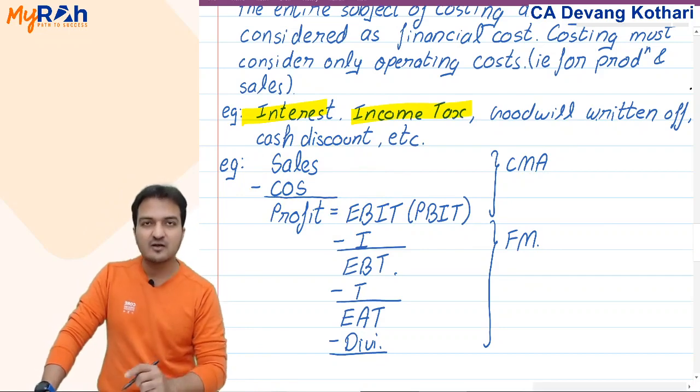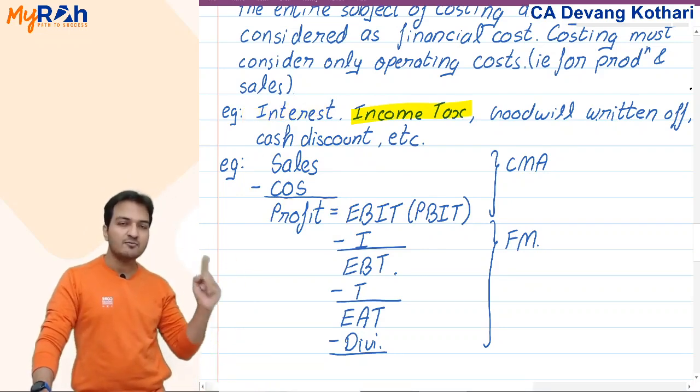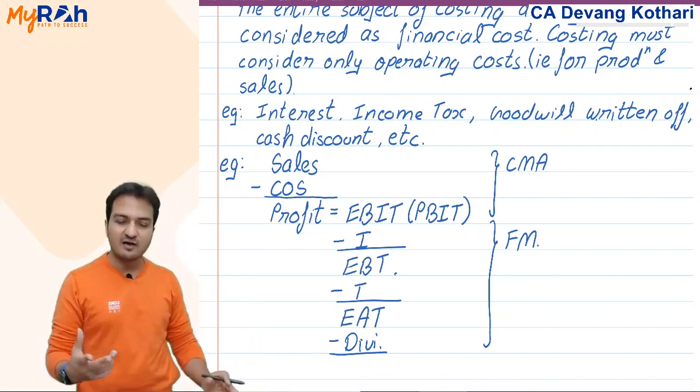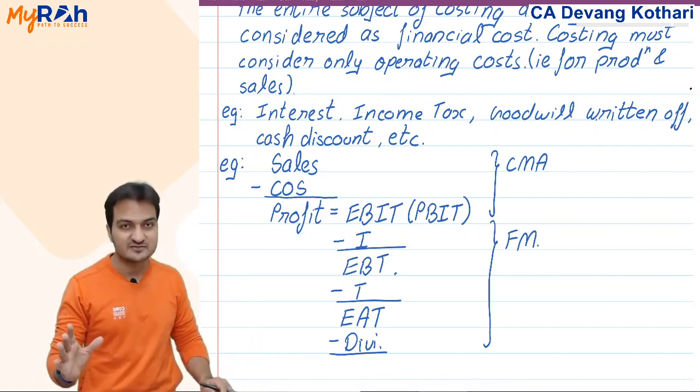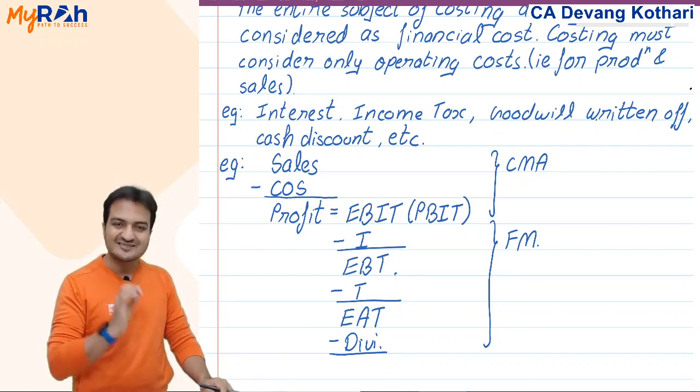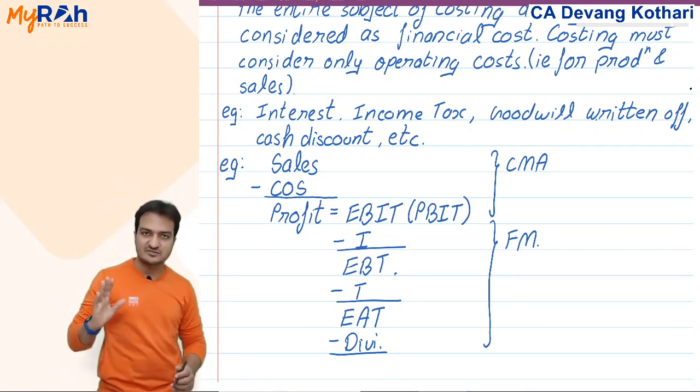Look, my words are very clear. I'm writing here income tax. I'm not talking about all types of taxes. Look, in a country like India, we have hundreds of different types of taxes. All taxes, I'm not telling you to avoid. I'm telling you to exclude only income tax in the costing subject.